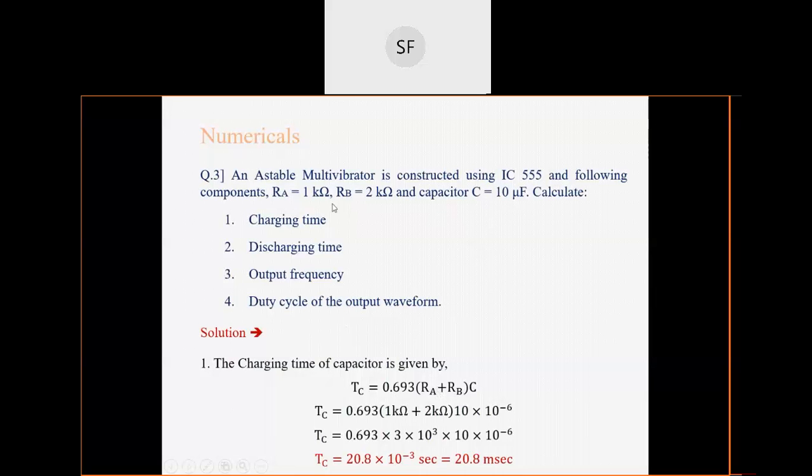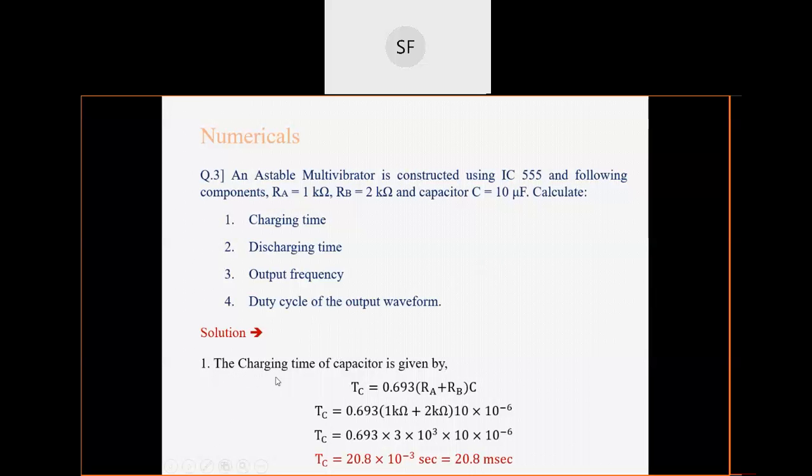Alright. So now these values are already given, so you have to calculate the charging time, discharging time, output frequency and duty cycle of the output waveform. All these 4 expressions you already have. Okay, so try to solve it. I have already solved this particular numerical. After that you can verify this.